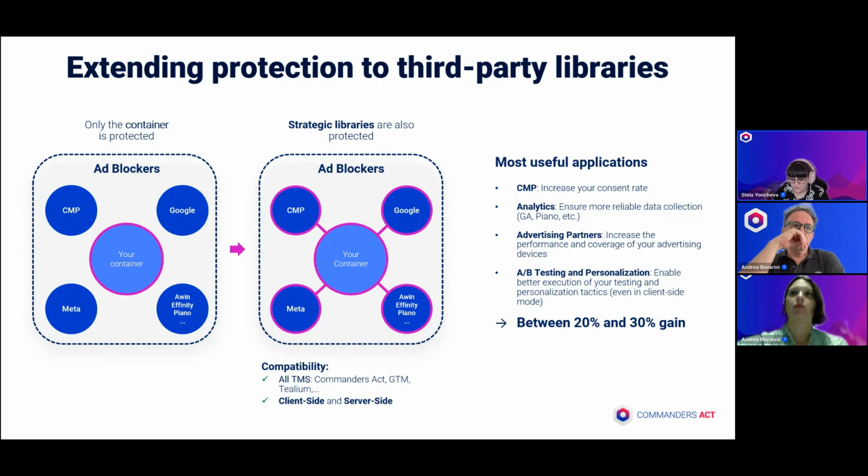Then with the advertising partners, it will increase the performance and the coverage of the advertising devices. And for A/B testing and personalization, it's also a very good option because it enables the better execution of the testing and the personalization. So you have a gain of between 20 and 30%. Yes, so something very important to take in consideration in order to have a better tracking system, and that the improvement can cover several aspects.